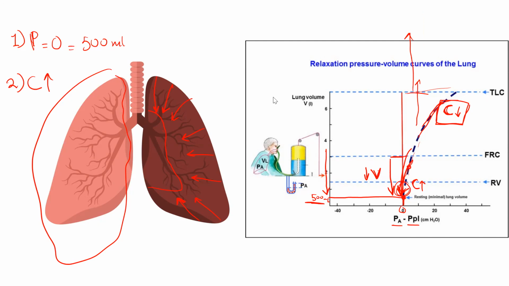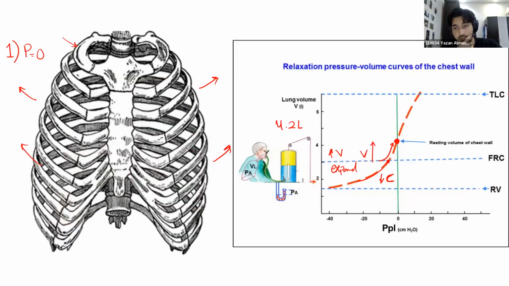On the other hand, for the chest wall, as we increase the volume, the compliance is good. It's still high. However, as we go below FRC, you can see the compliance is going down. How do we know if the compliance is high or not? We look at how steep the curve is. If the curve is this steep, the compliance is high. If the curve is this flat, the compliance is low. So here it's this steep, so compliance is high. Here it's this flat, so compliance is low. Does that make sense?